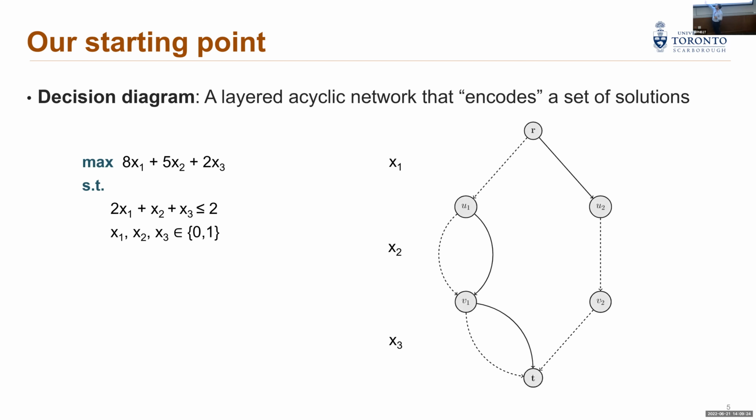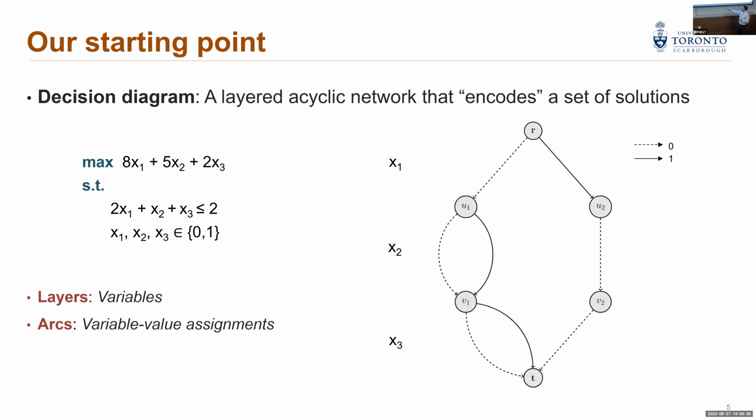You can pick your preferred optimization problem. It doesn't need to be linear. It can be nonlinear. It can have different weird structure. And then you can encode this as a graph, right? So the layers correspond to the variables of your problem. In this case, we have 3 variables, 3 layers.